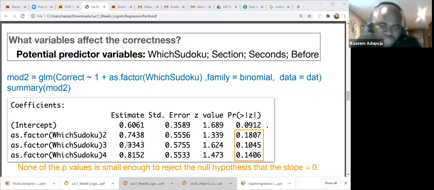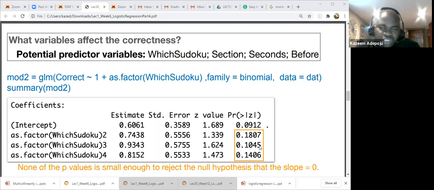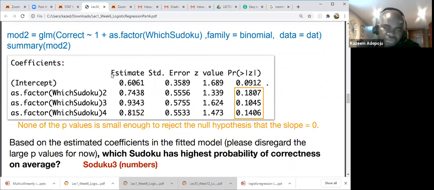You are right, so it's going to be Sudoku 1. Now, if you take a look at the p-value that I have right here, looking at the type of Sudoku game as a potential predictor, you can see none of them is significant, right? None of them is significant because the p-value associated with them is very, very large compared to the level of significance. That was why we said none of the p-values is small enough to reject the null hypothesis that the slope equals 0.